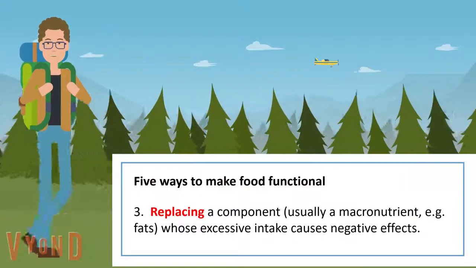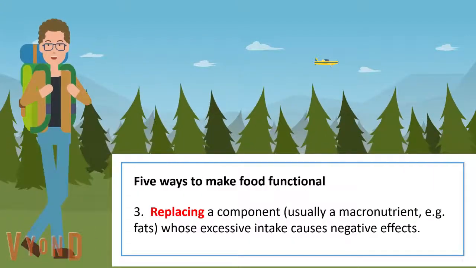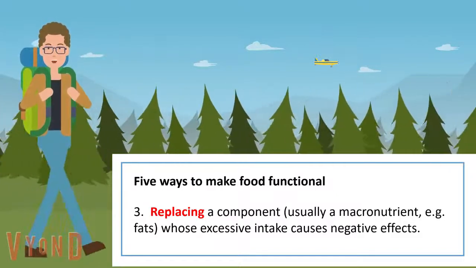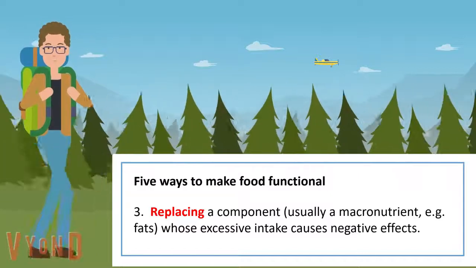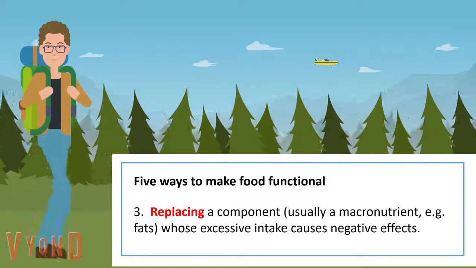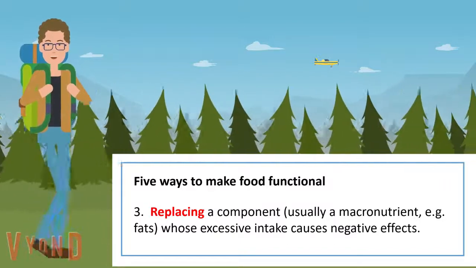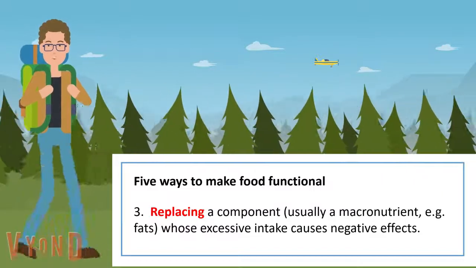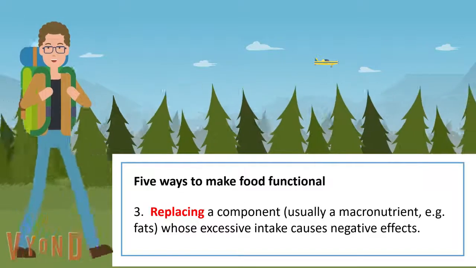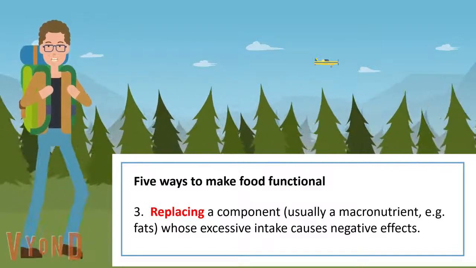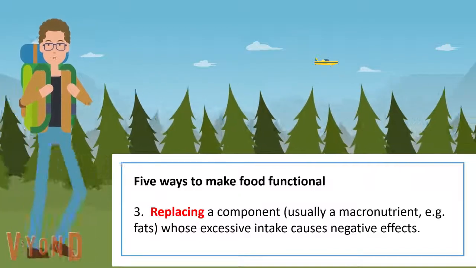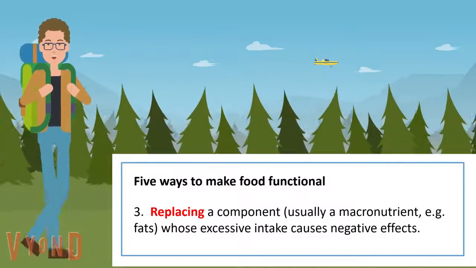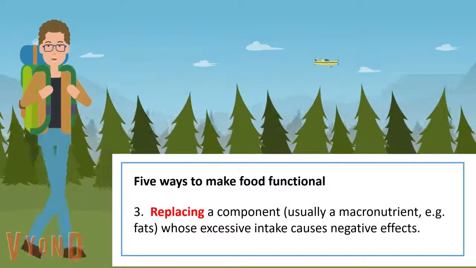processes. Another strategy is to replace a component, usually a macronutrient such as fats, whose intake is usually excessive and thus a cause of deleterious effects, by using another component for which beneficial effects have been shown. A good example is that of chicory inulin, such as Raftiline cream produced by Orafti. In a way, this strategy helps to address the problem of caloric overconsumption in certain strategic products.